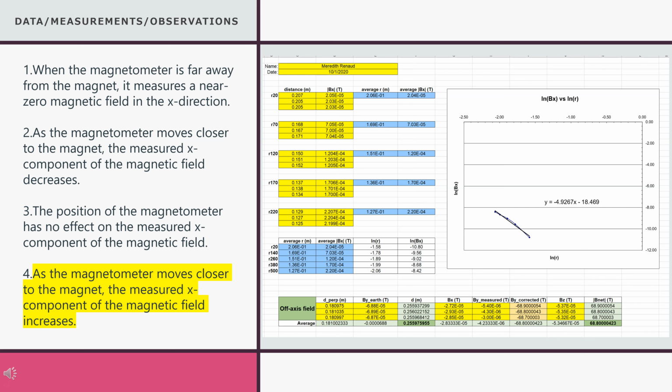So in order to find the mu value, I simply did e to the negative 18.469 divided by 2 times mu naught divided by 4 pi, and that gave me the values that I used to calculate the rest of the calculations within my coding on the next slide.